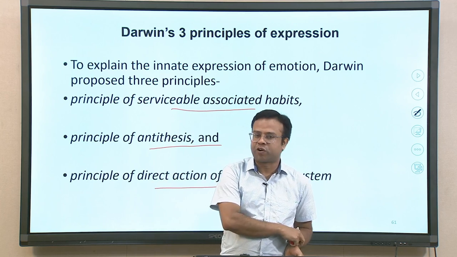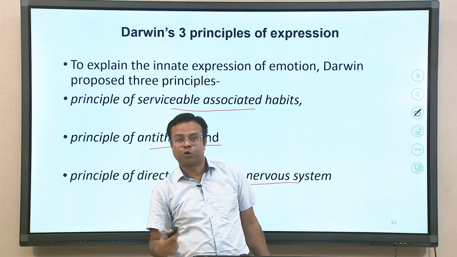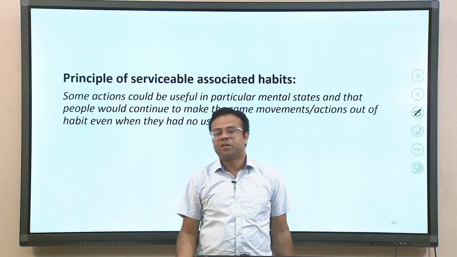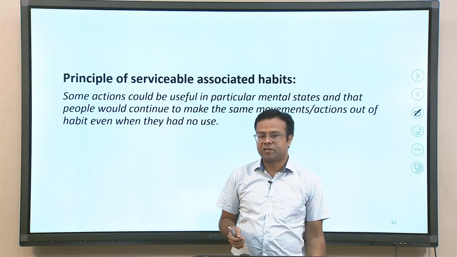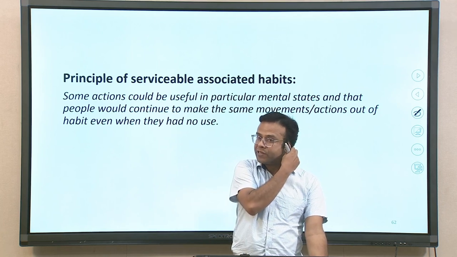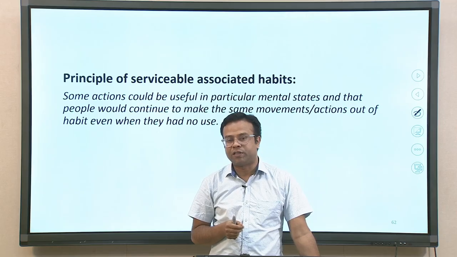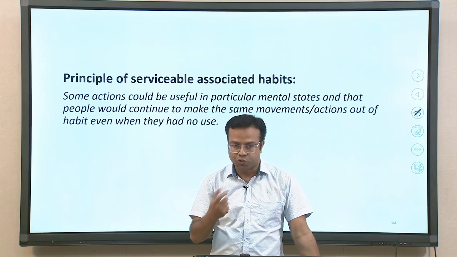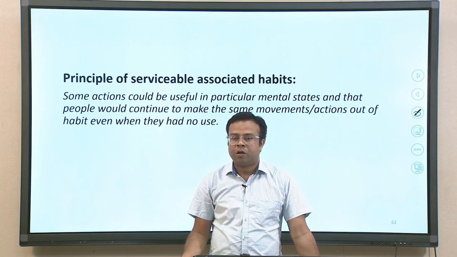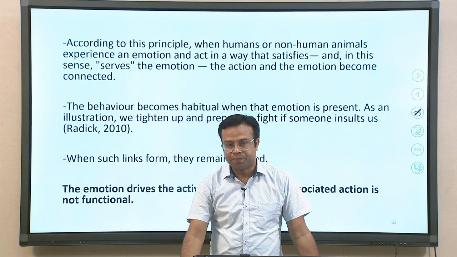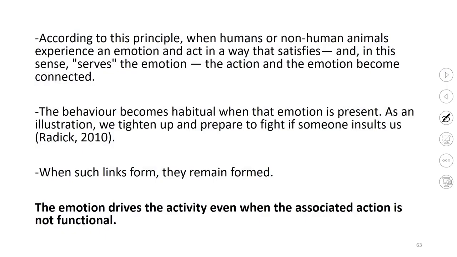So, let us very briefly see what these three principles of expression of emotion are. The principle of serviceable associated habits says some actions could be useful in particular mental states, and that people would continue to make the same movement out of habit when they had no use for it. What does that mean? Basically, when humans or non-human animals experience an emotion, they act in a way that satisfies it. Whenever we experience most emotions, there are some associated actions we do.